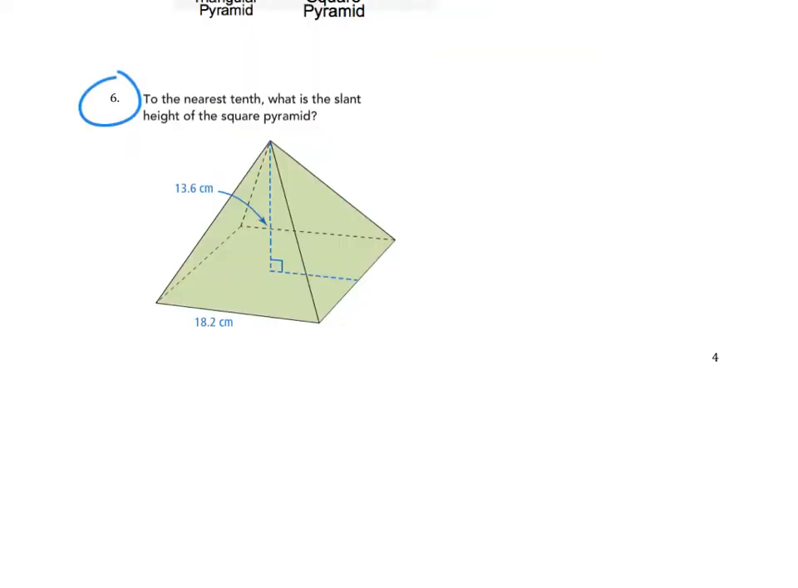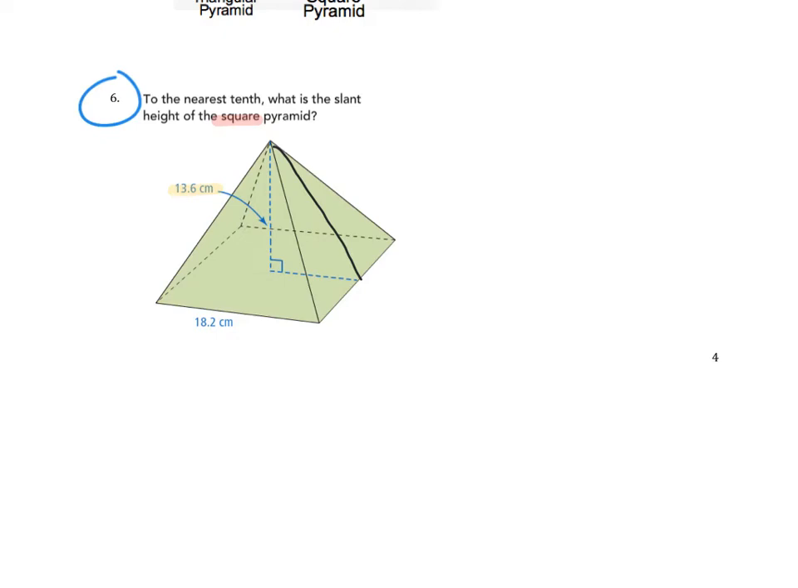One more example for you today. Here we have a pyramid. You guys hopefully know that's a pyramid. It comes to a point at the top there. The base of that pyramid is a square. So that means all the sides are 18.2 on that square on the base of that pyramid. You're also given the height of the pyramid as 13.6. And what we are tasked to find here is this distance right here. We want to find the slant height, which is this distance right here going along the side of the pyramid.